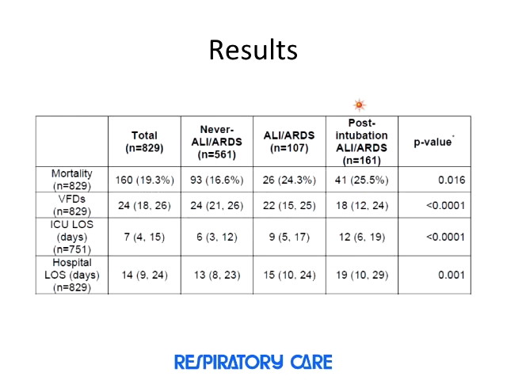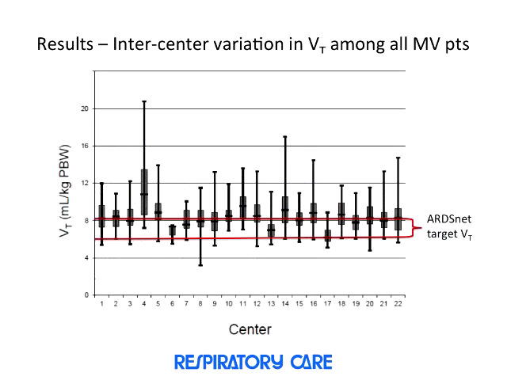They also had one of the longer ICU stays, and they also had the longer hospital stays. So here is a figure of intercenter variation in initial tidal volume settings among all intubated and mechanically ventilated patients. On the x-axis here is the 22 centers, and on the other axis is tidal volume per predicted body weight. And these are box and whisker plots.